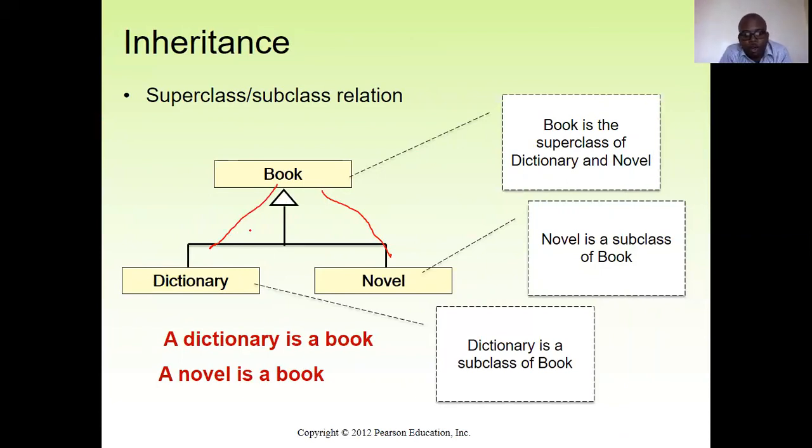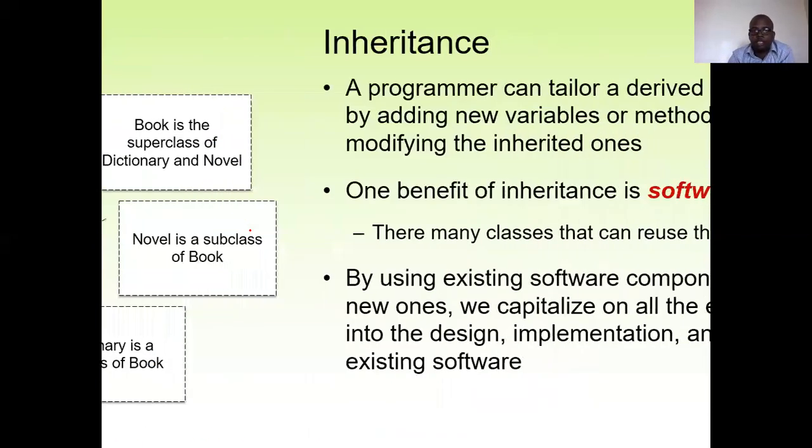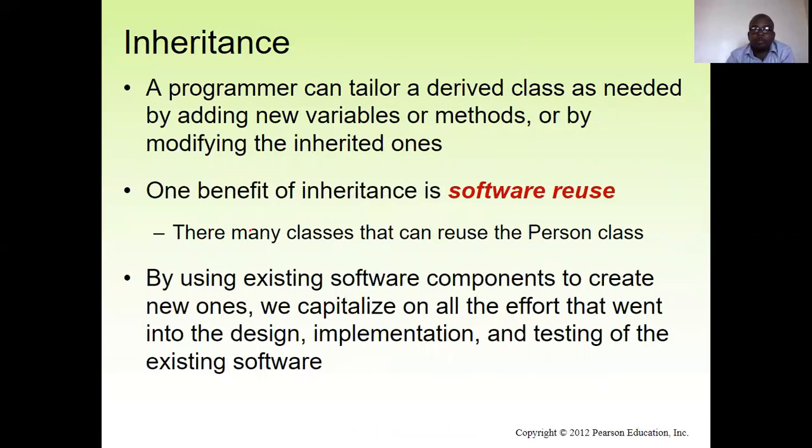Now, dictionary is a book and novel is a book, all right? And book is the superclass, and novel and dictionary are both subclasses, yes? All right, so any questions, Barbados? No. Good. All right, a programmer can tailor a derived class as needed by adding new variables and methods, all right? Or they can actually modify those things that are inherited, right? And we're going to talk about how you do that.